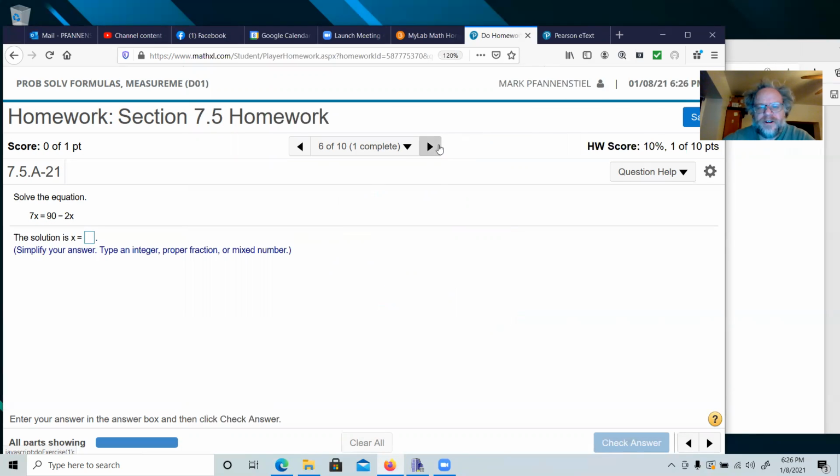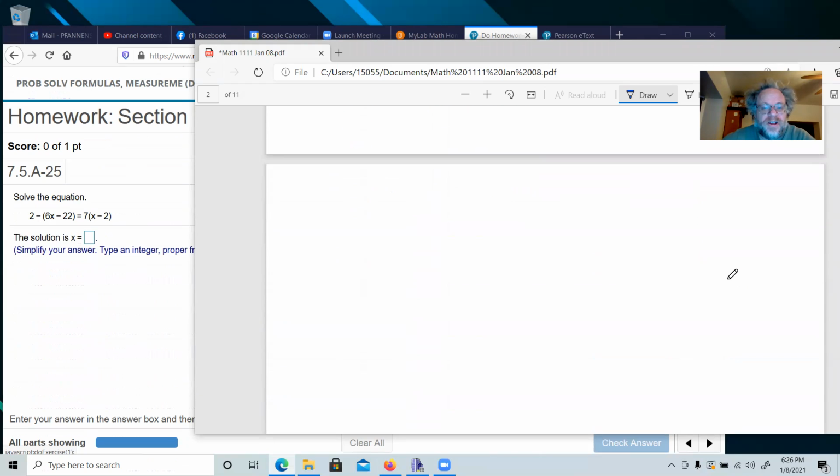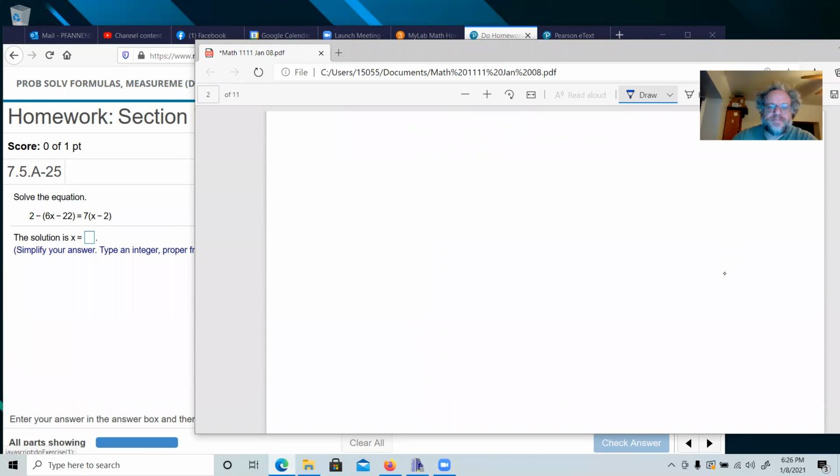That's going to be too easy. Oh, this is more complicated. We've got 2 minus 6x minus 22, and that is equal to 7x minus 2. This negative sign here has got to come along. We really have 2 plus negative 1 times 6x minus 22, is equal to 7x minus 2.